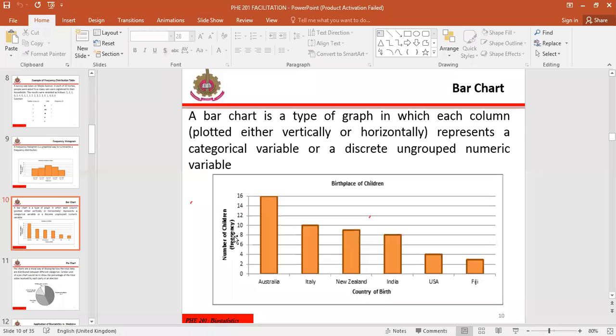For Italy, we have 10. For New Zealand, we have 9. For India, we have 8. For USA, we have 4.